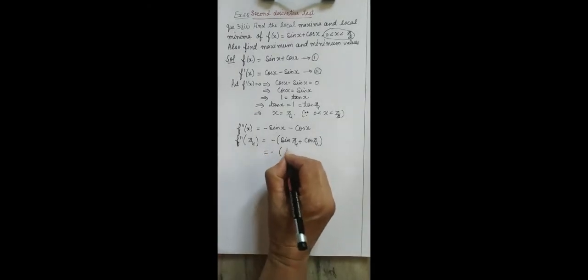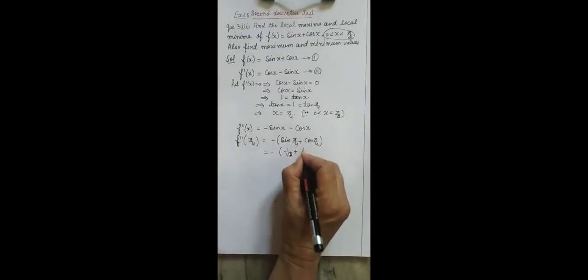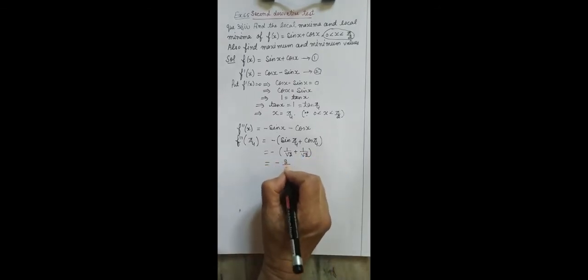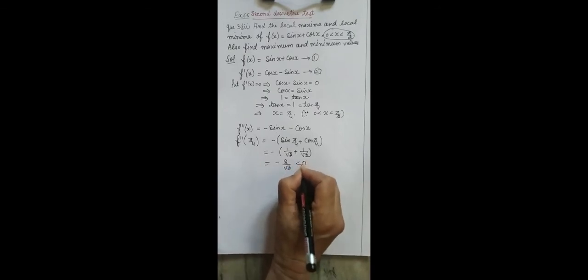So which will be equal to, value of sin pi by 4 is 1 by root 2. Value of cos pi by 4 is 1 by root 2. It is minus 2 root 2, which is clearly a negative quantity. So do you remember the steps of second derivative? That if double derivative is negative, what will happen?